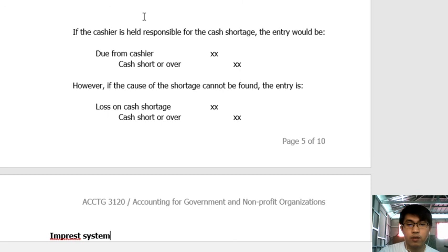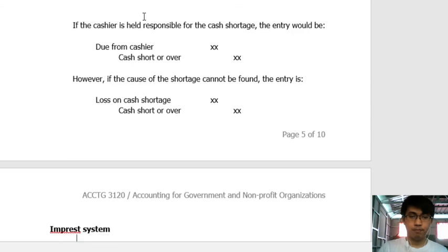However, if the cause of the shortage cannot be found, the entry is, in practice, hindi ito rare happens kasi normally kapag may shortage, merong responsible doon. Normally lagi yung cashier. Hindi pwedeng hindi mahanap. For discussion, for example, dito nangyari, you debit the loss, you credit the cash short or over. Kumbaga, i-treat na as loss na yon ng company.